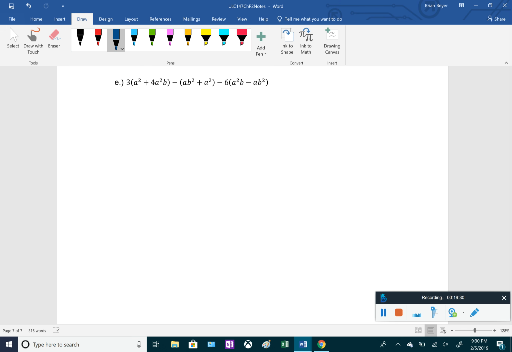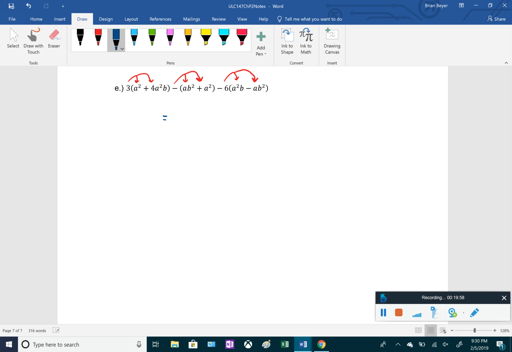And the last one here, we have 3 times a squared plus 4a squared times b minus ab squared, plus a squared, minus 6 times a squared b minus ab squared. So a bunch of distributing going on here. Distribute the 3 to those 2 terms. We're going to distribute a negative 1 again, and then we're going to distribute a negative 6.